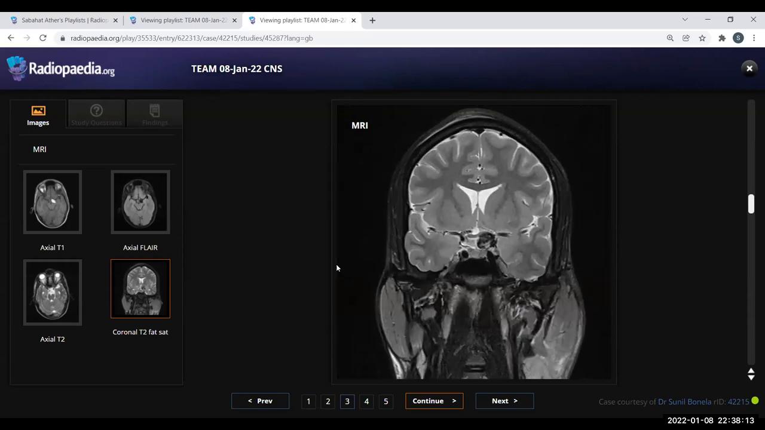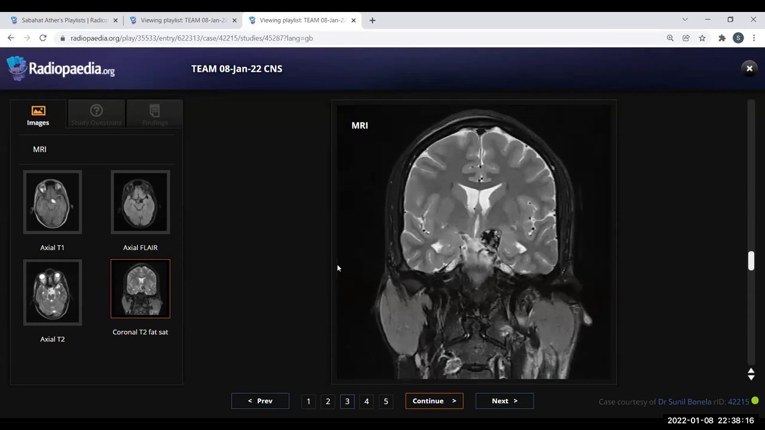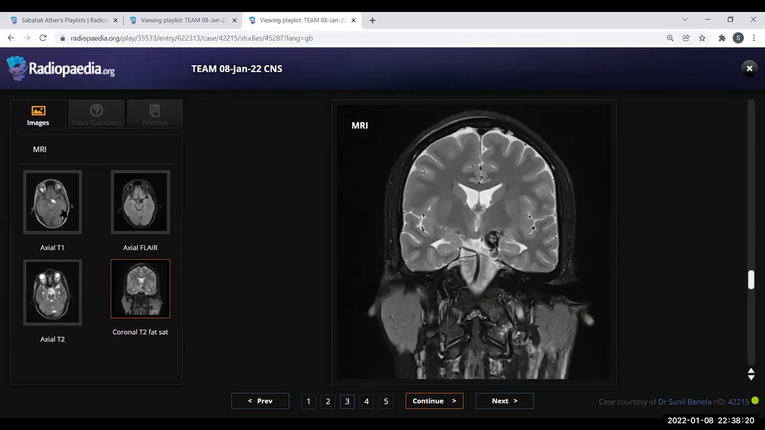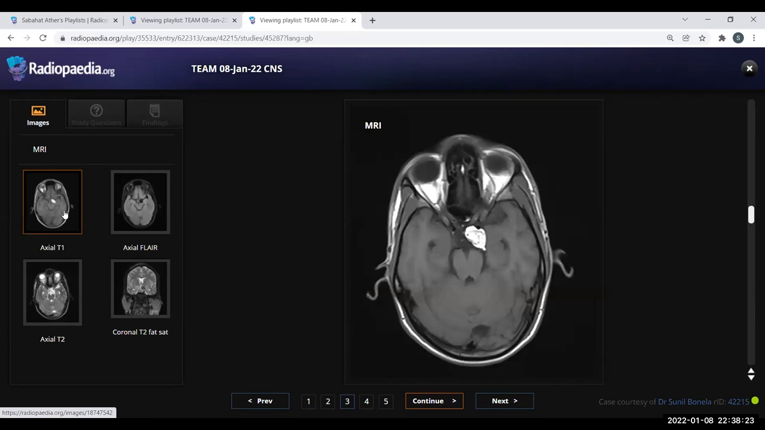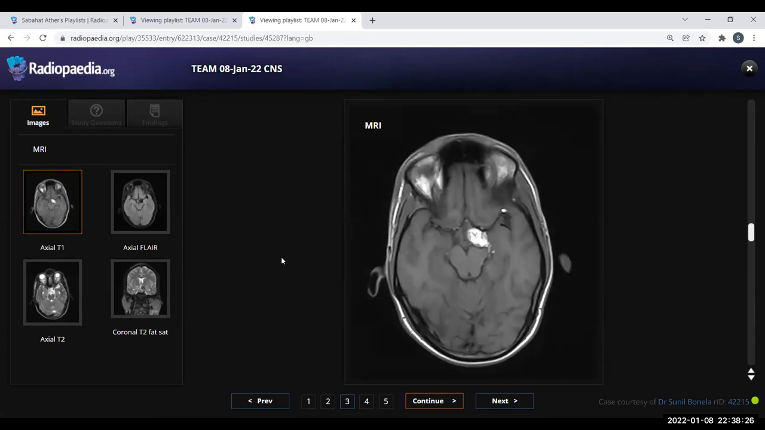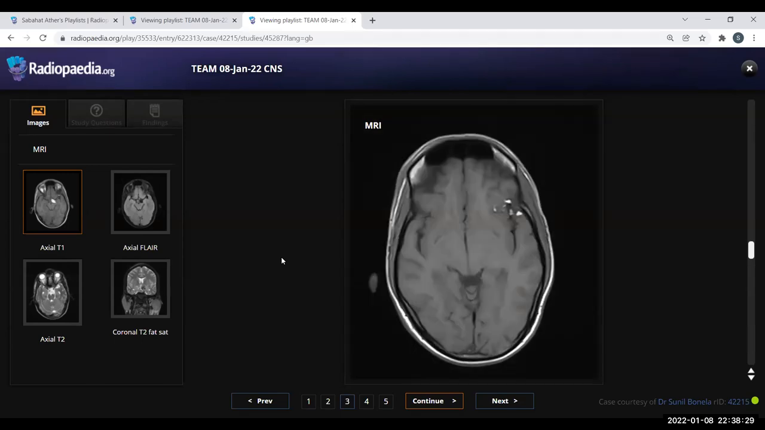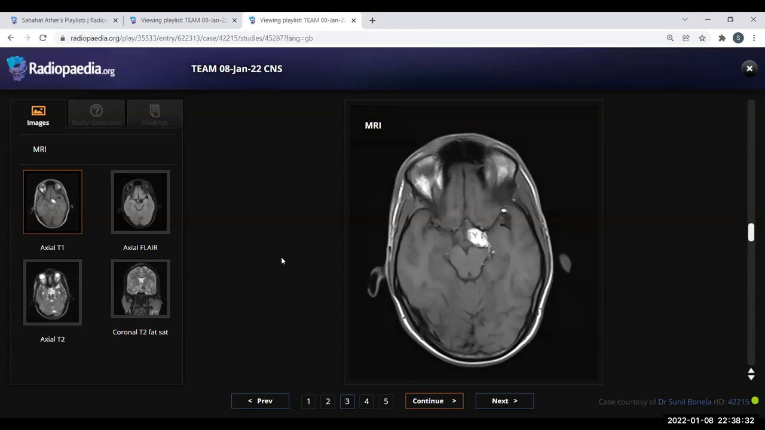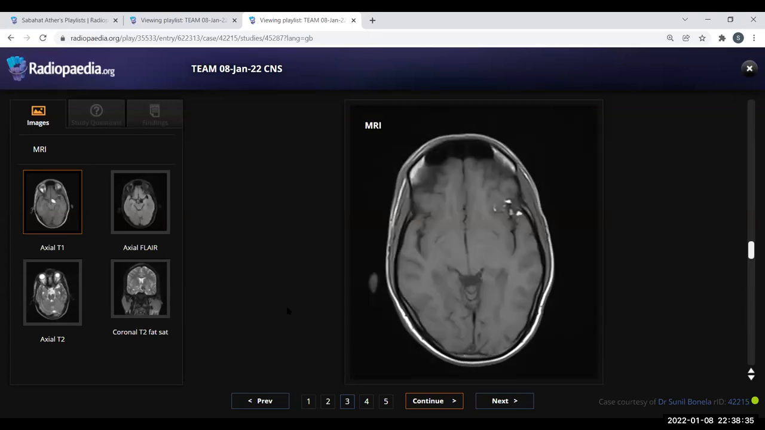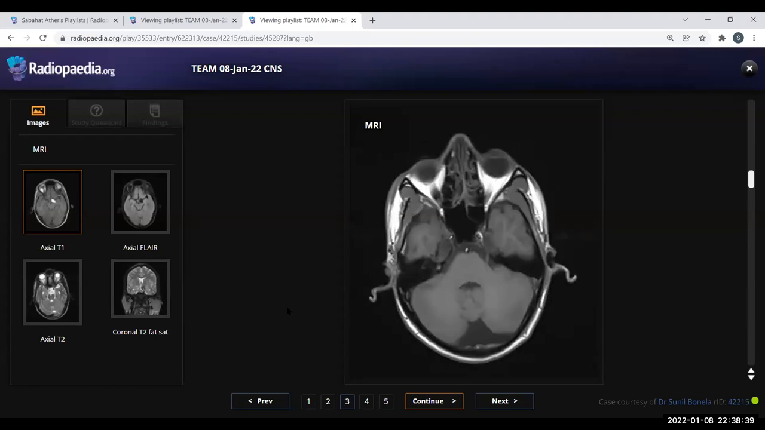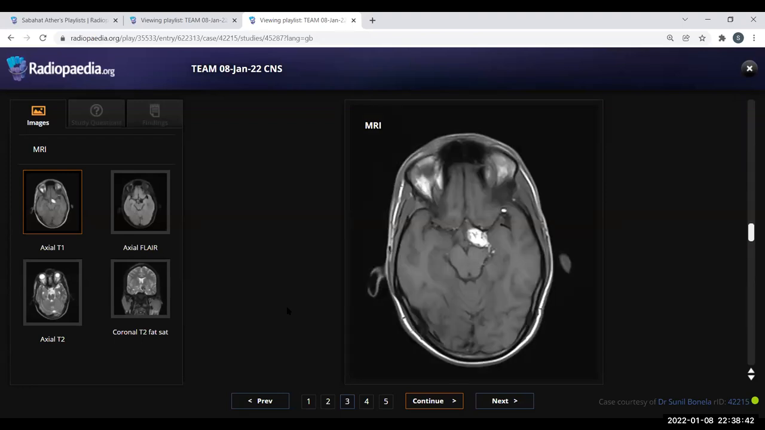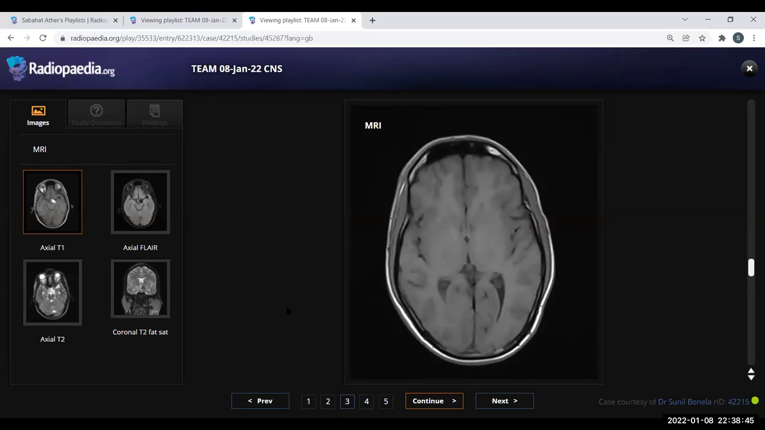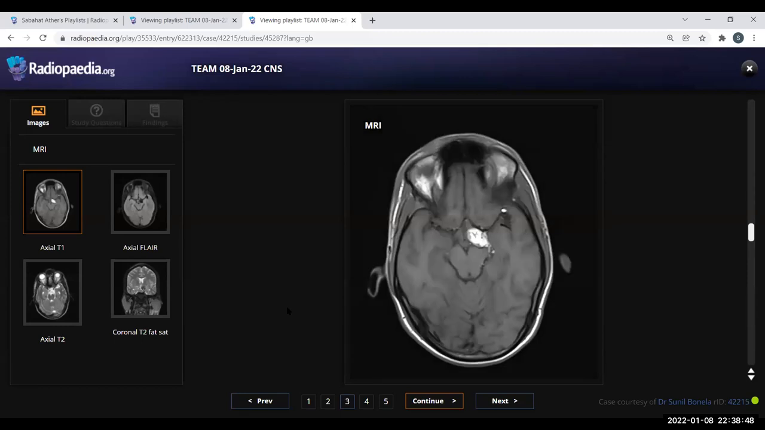So it could be craniopharyngioma. However, it is asymmetrical. It is mostly on the left side. And it could be lipoma, but it includes some vascular structures within it. If I only provide you with one sequence and tell you to give me a diagnosis on this, what would you say? Yes, it is very hyperintense on T1. My next question is, enumerate the causes of high T1 intensity in the brain.